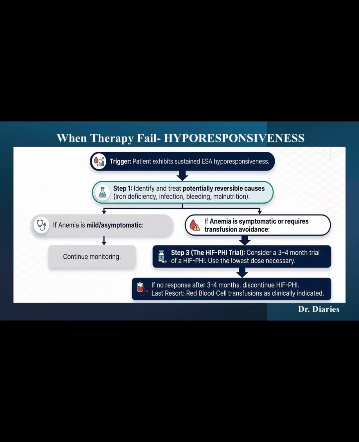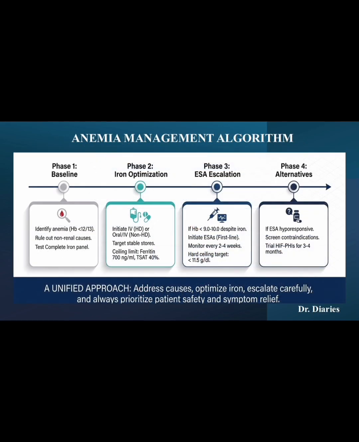When patients do not respond to ESA therapy, first identify and treat reversible causes. If anemia is mild or asymptomatic, continue monitoring. If symptomatic, consider a 3 to 4 month trial of oral therapy. If still no response, consider red blood cell transfusion. Common causes of hyporesponsiveness include iron deficiency, inflammation, infection, or poor compliance, and these must be corrected first.